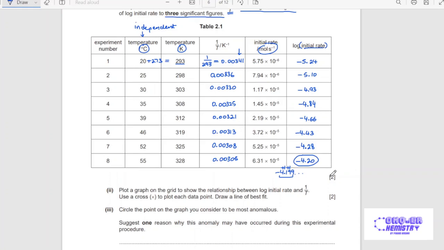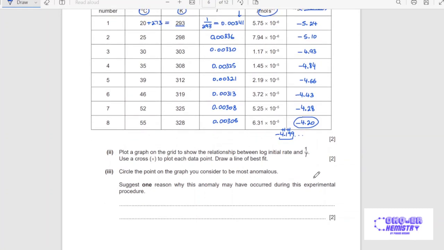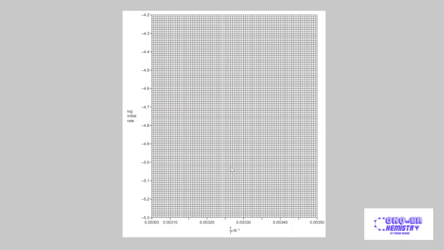All right. Now we have to draw the graph and circle the anomalous point on the graph as well. After plotting all the points, we have to use a cross and draw a line of best fit. So for this, I'm going to switch over to my other application with the graph ready for us. All right, maybe I lied. The graph is not exactly ready, but the grid is here. So we're going to get to work on this. Anyway, the first thing we need to look at is the scales that have been decided for us by the examiner. So let's take a look.